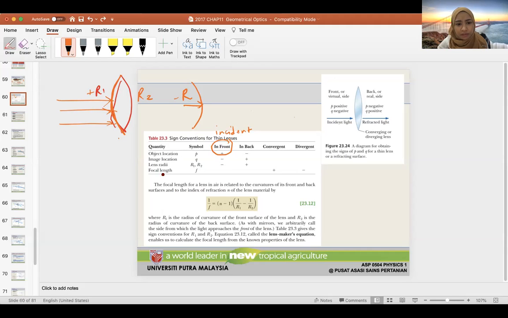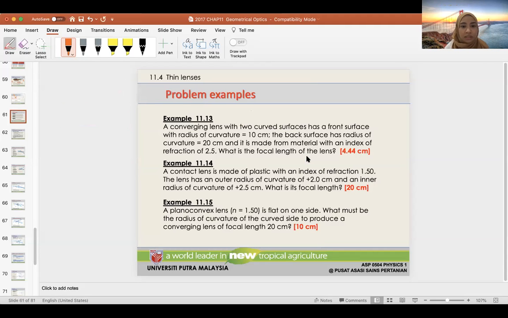Focal length F. Ignore this one first, I will confirm again, I forgot this part. Focal length F, converging lens is positive, diverging lens is negative. Okay? So same as mirrors, you don't have to memorize much. Only the Lens-Maker's equation is a little bit different. Everything else has the same equation. Have we done this one yet? Not yet. Let's do it.